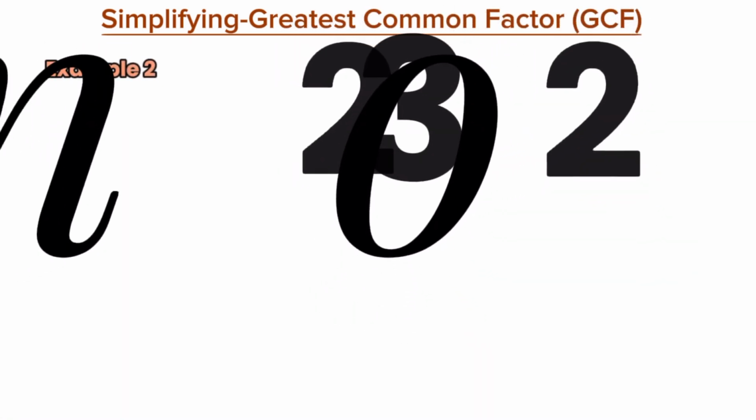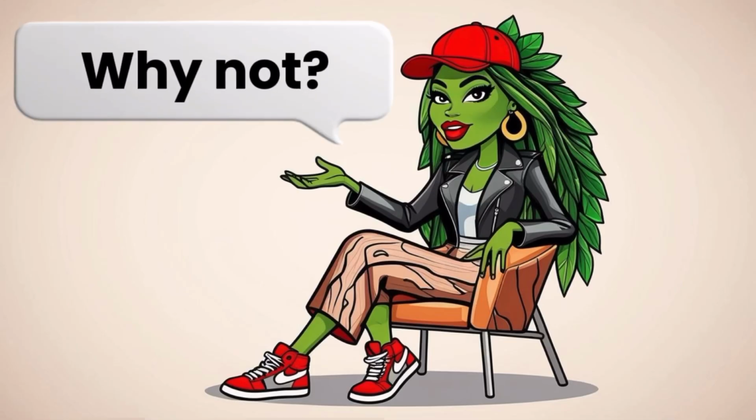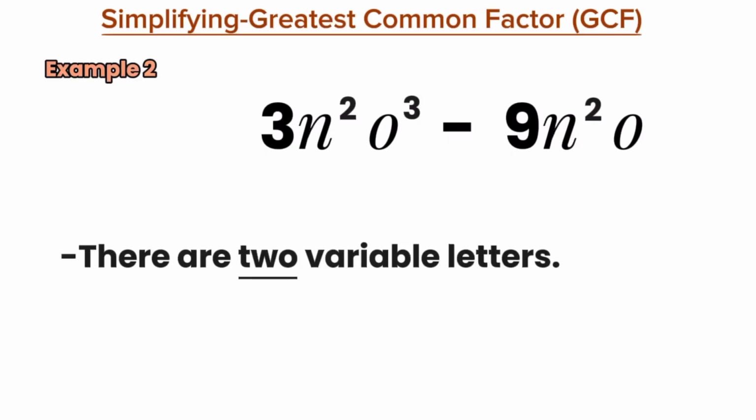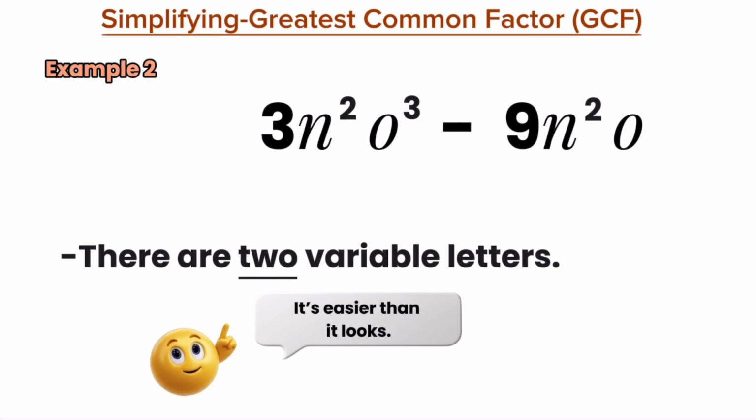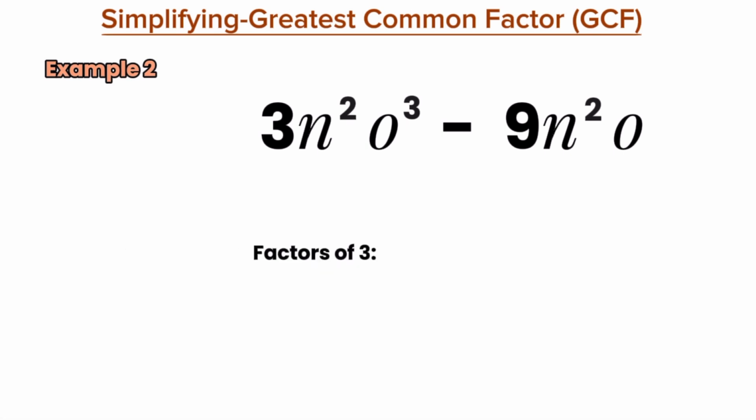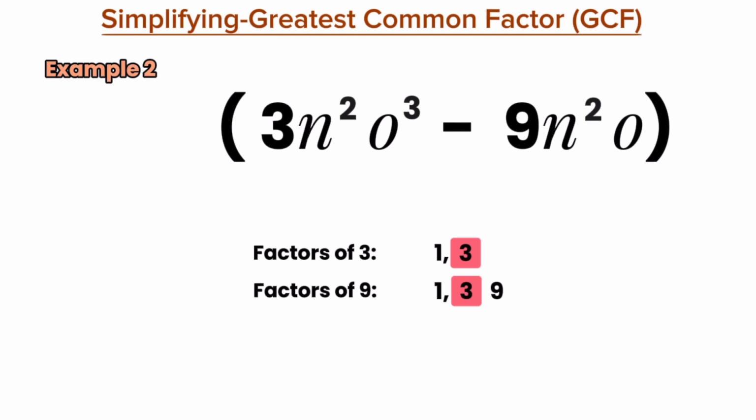Let's now find the greatest common factor for this. Why not? Now you have 2 variables to factor. Again, it's all the same process. First, let's get the greatest common factor for the number coefficients 3 and 9. For 3, its factors are 1 and 3, and for the number 9, its factors are 1, 3, and 9. In this case, the greatest common factor is 3. Therefore, the number 3 will be kicked out of the group and placed outside the brackets. This means the remaining values will be divided by 3.